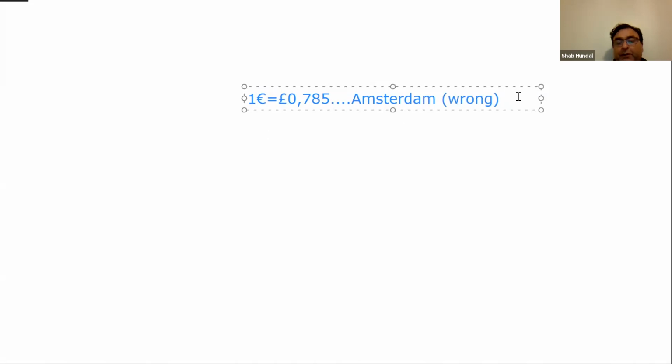So if you are in the Eurozone, then you should never, ever, ever put the 1 unit of the local currency here. Never do that. The local currency should always be here. So basically, if you are in Amsterdam, then you should always make your calculation like this.